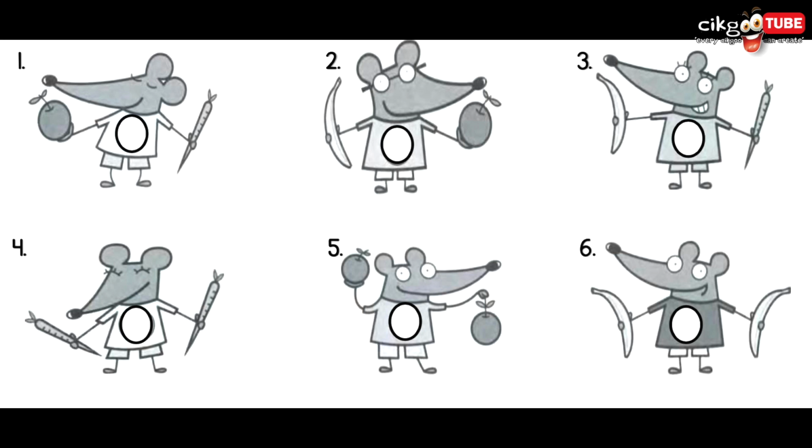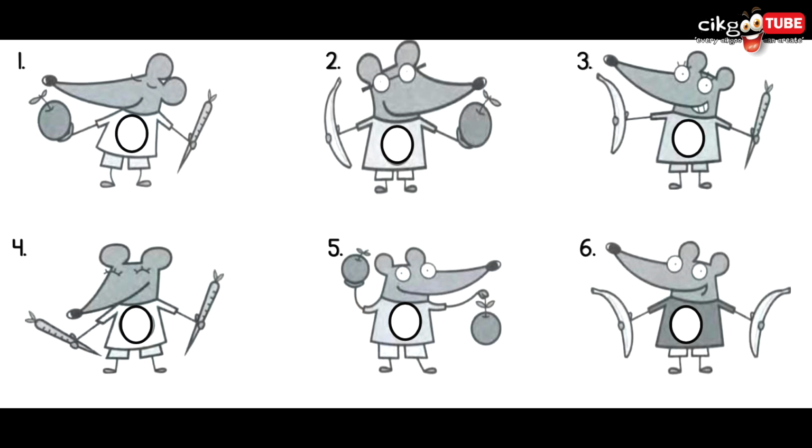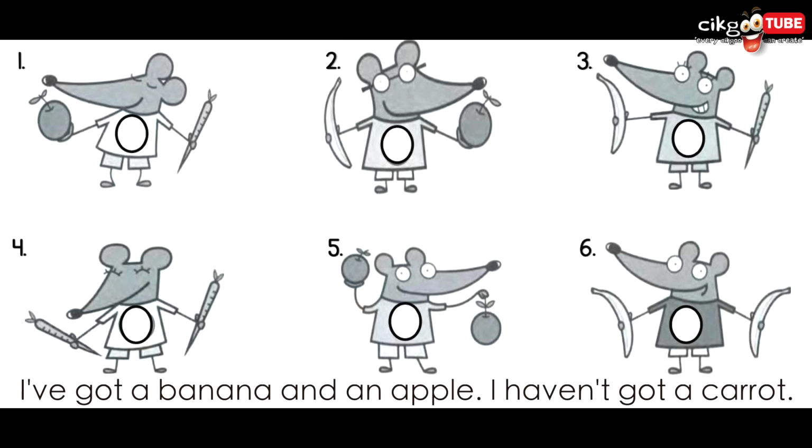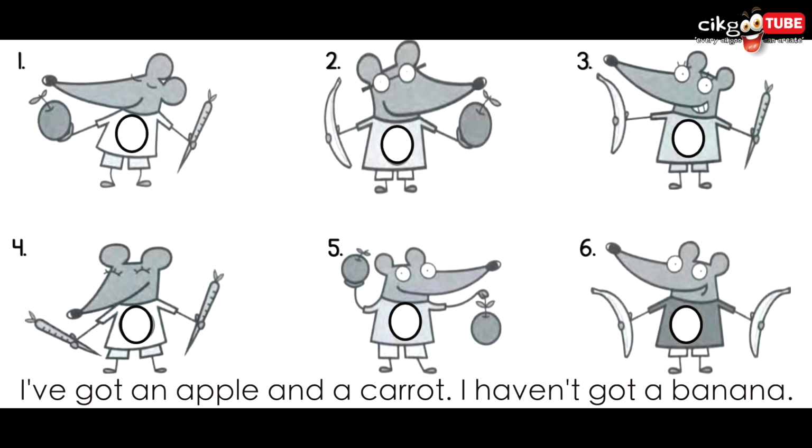Rat A. I've got a banana and a carrot. I haven't got an apple. Rat B. I've got a banana and an apple. I haven't got a carrot. Rat C. I've got an apple and a carrot. I haven't got a banana.